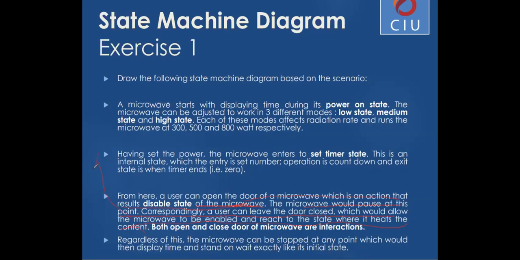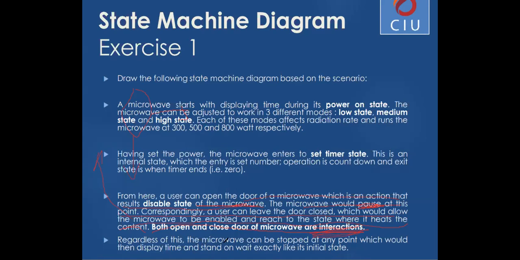So here, you have to make a decision. Is the door open or is the door closed? If the door is open, the microwave cannot run, so you will pause it. That is what it says in the question anyway. If the door is open, it will be paused. If the door is closed, then it will heat the content. Both open and closed door of the microwave are interactions. From here, you can understand that there has to be a selection, which means there is a gateway.